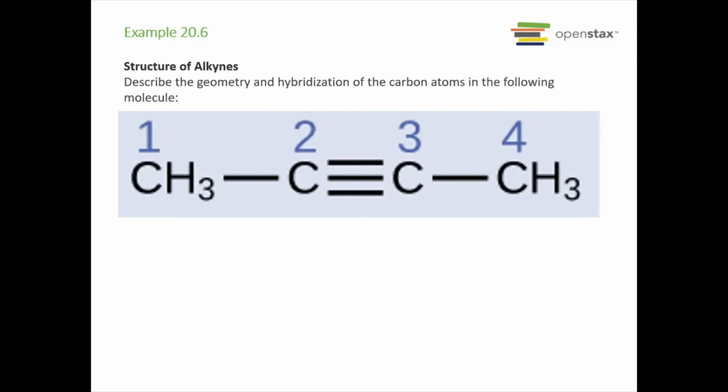So here is an example. We're told to describe the geometry and hybridization of the carbon atoms in this molecule. So carbon atoms 1 and 4, each of these carbons have 4 single bonds, so these are good old sp3. Now carbons 2 and 3, though, have the triple bond and single bond, so they're going to be linear sp.